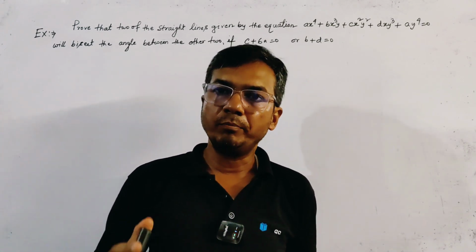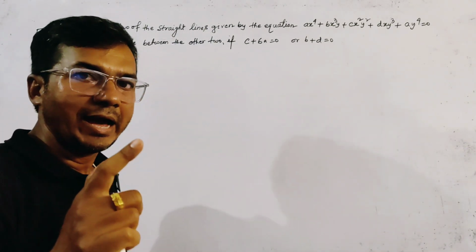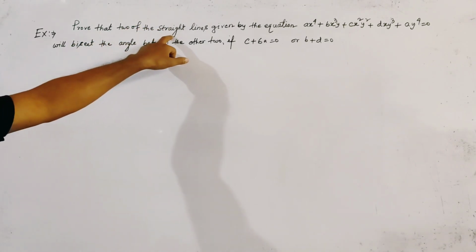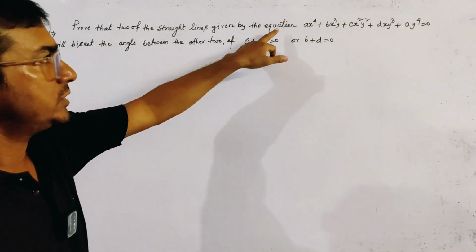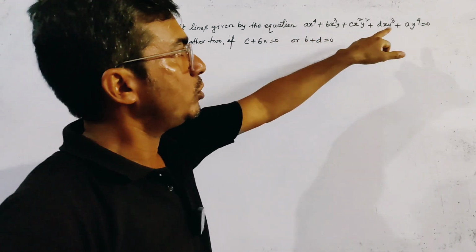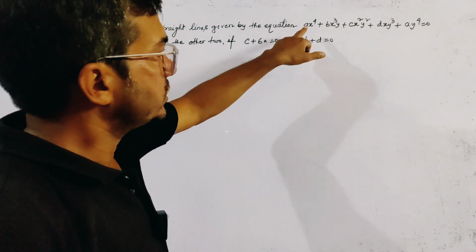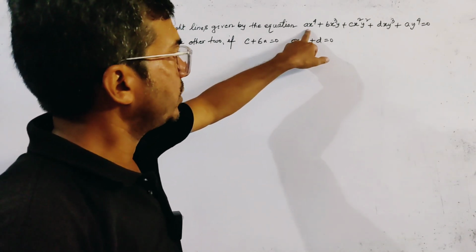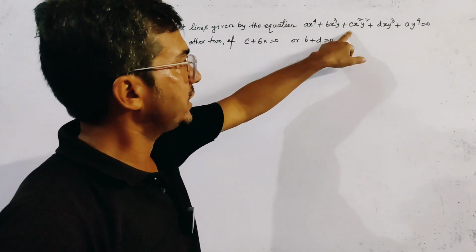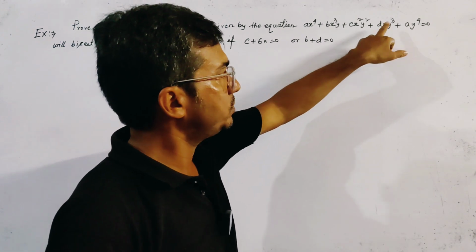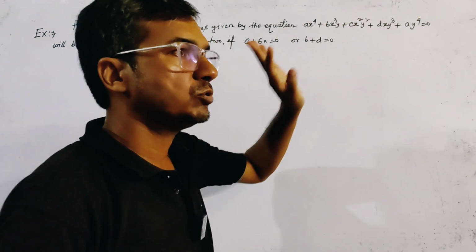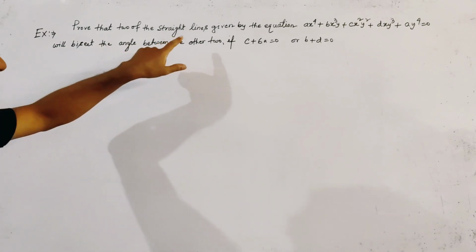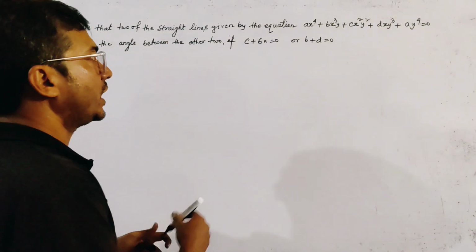Today's problem is from pair of straight lines. The problem is to prove that two pairs of straight lines given by the 4-degree homogeneous equation, which passes through the origin, ax^4 + bx^3y + cx^2y^2 + dxy^3 + ay^4 = 0, will bisect the angle between the other two if two conditions hold.